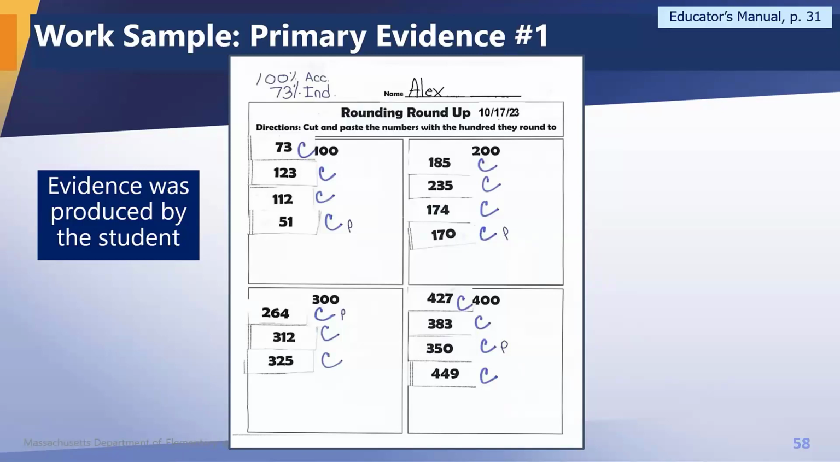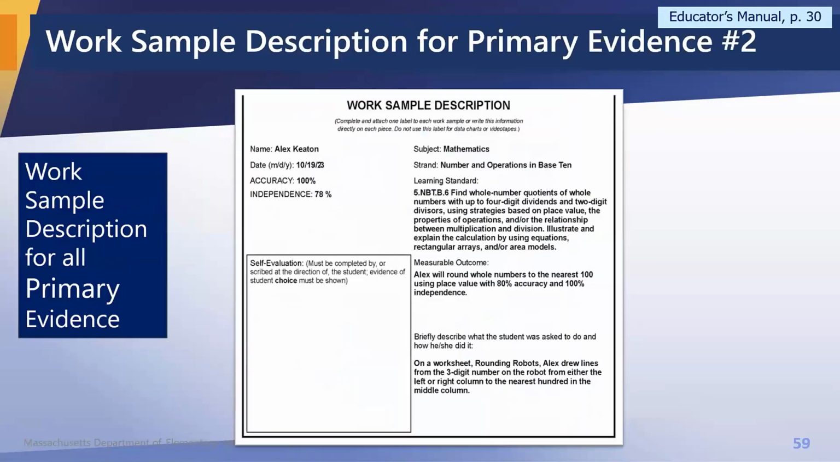We looked at how he did it. And so here is the actual evidence. Now, the student's name, accuracy and independence is on there, the date, everything is on here. So if there was not a work sample description, we could find it. But I'm telling you, it's much easier to have that description label so that you don't forget to put any of that important information. You can see here, I'm just going to point this out, that the teacher put a P next to the ones that were prompted. Sometimes that's helpful, and we'll talk about that more in accuracy and independence.